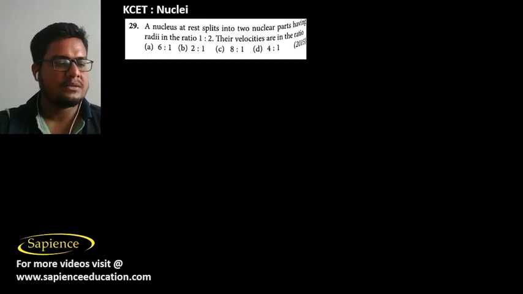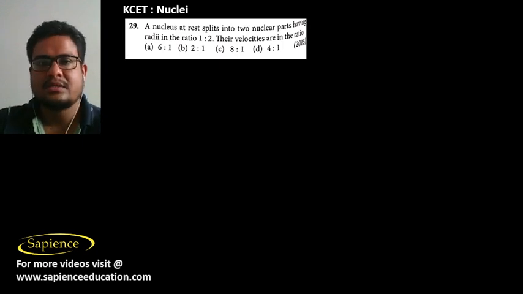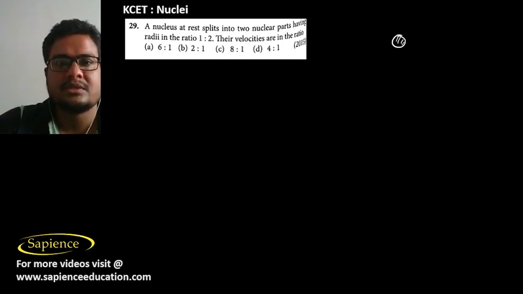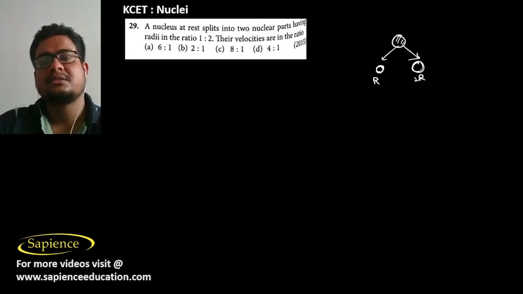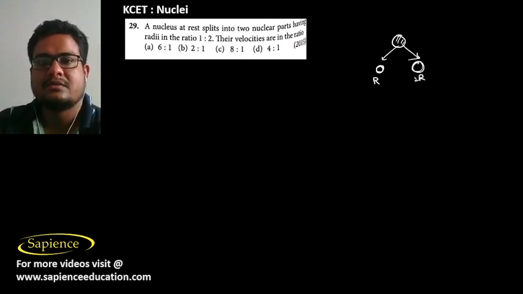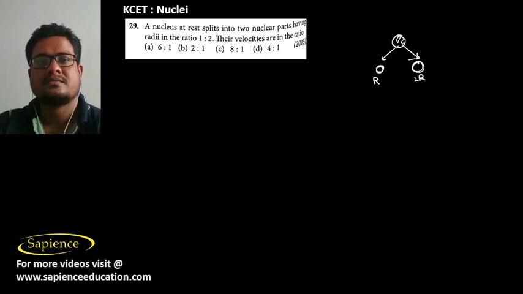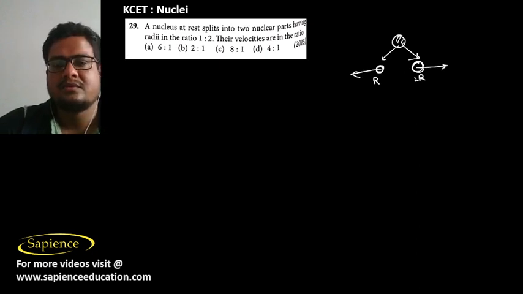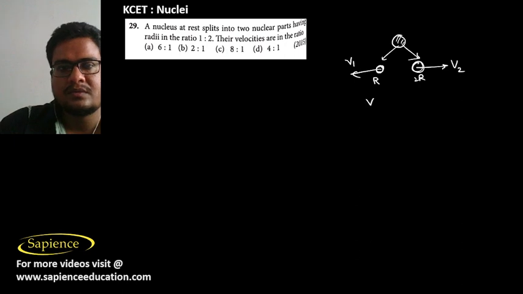Question number 29. A nucleus at rest splits into two nuclear parts having radii in the ratio 1:2. If one radius is r, the other is 2r. Then their velocities are in the ratio? Suppose velocity v1 and v2. So we have to find v1 is to v2.